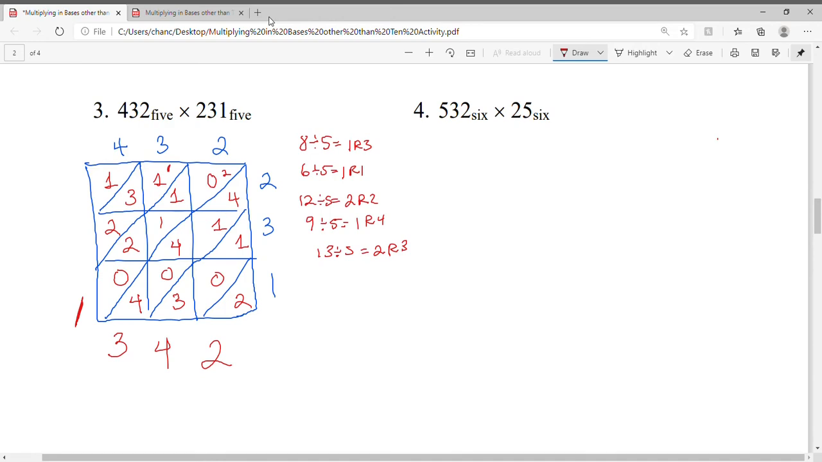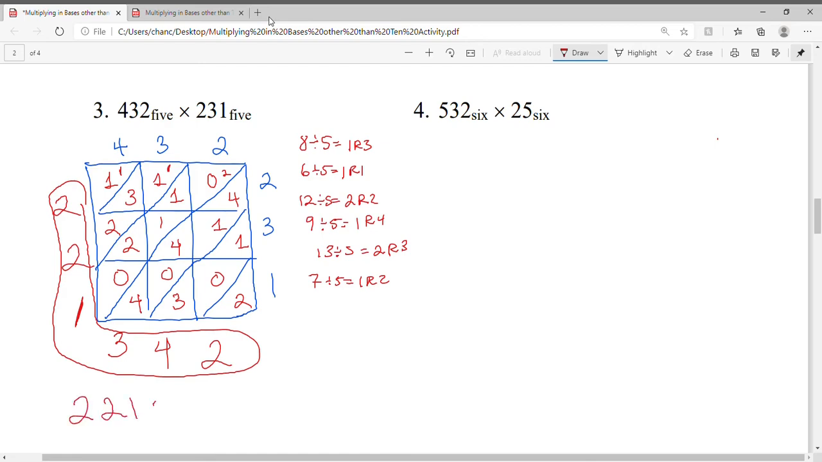2, 1 plus 1 plus 3 plus 3, that's 7. 7 does not exist, but that's 1, remainder 2. So I'm going to put 2 here, carry that 1 over. Then we'll bring this 2 down, because 1 plus 1 gives me the 2. Now let's write our answer. This is our solution. 2, 2, 1, 3, 4, 2, base 5.